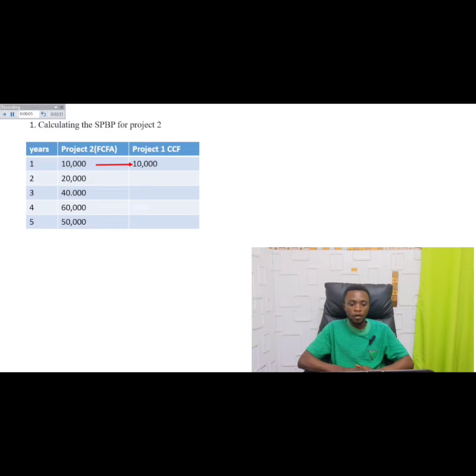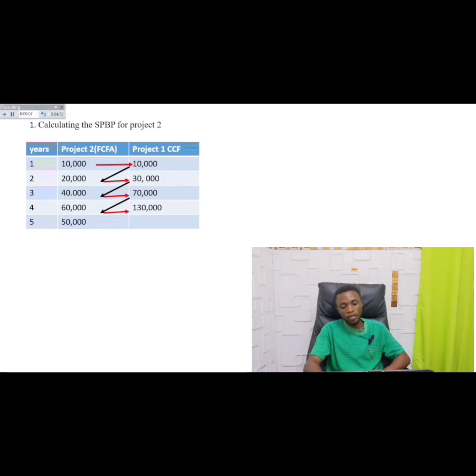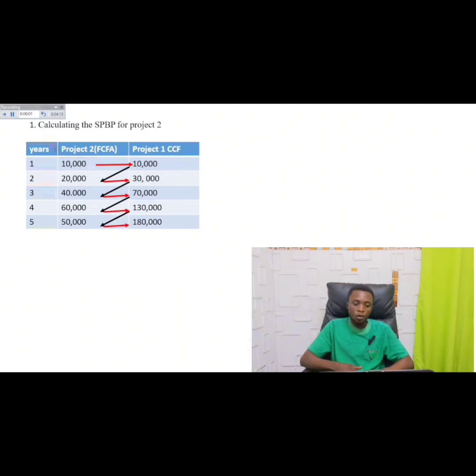We accumulate the cash flow of Project 2. The first accumulated cash flow is 10,000 francs, which remains constant. The second is 30,000 francs, which is 10,000 francs plus 20,000 francs. The third, for year 3, is 30,000 francs plus 40,000 francs, which gives 70,000 francs. 70,000 francs plus 60,000 francs gives us 130,000 francs. 130,000 francs plus 50,000 francs gives us 180,000 francs.